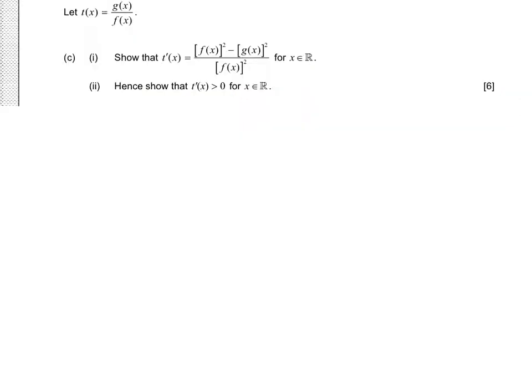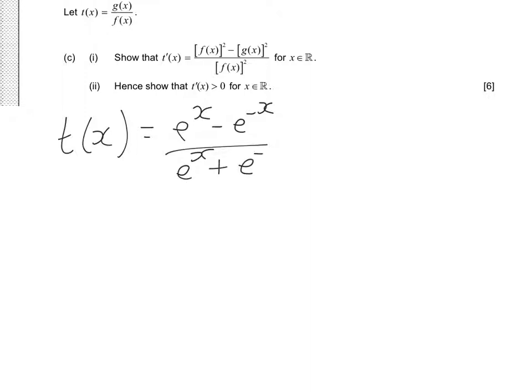Okay, we've now got a new function, t of x. It's g of x over f of x, hyperbolic sine over hyperbolic cosine. It should be no surprise to learn that t, and this is why they've picked the letter, represents hyperbolic tan. Again, don't need to know that. Just a little bit of background information. So we've got t of x is equal to e to the x minus e to the minus x over e to the x plus e to the minus x.